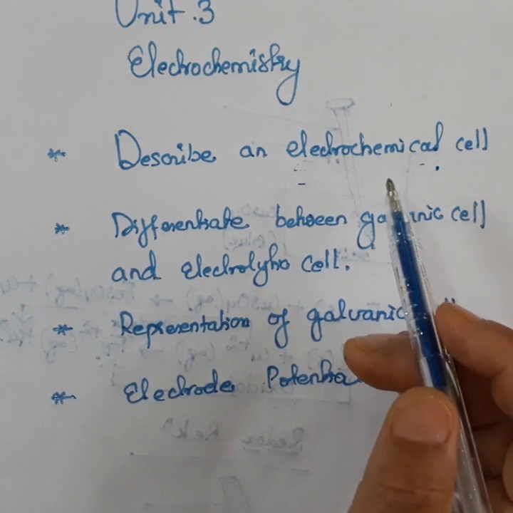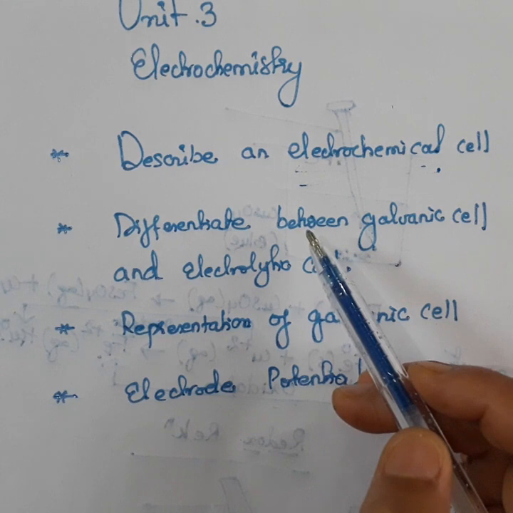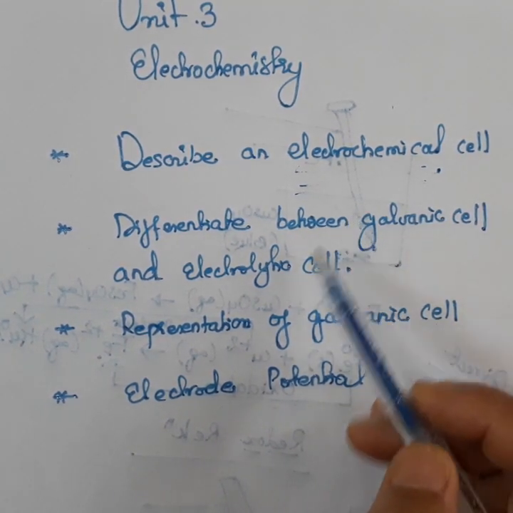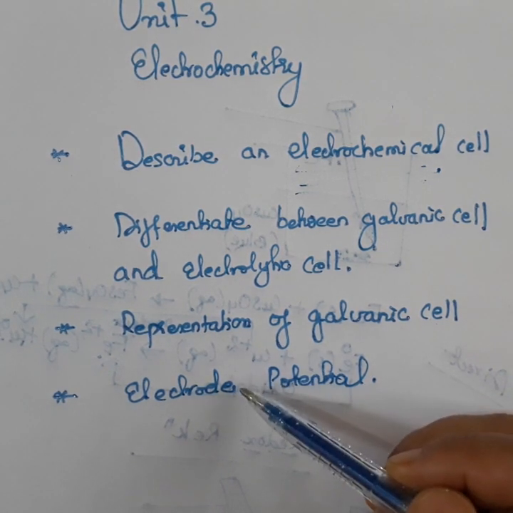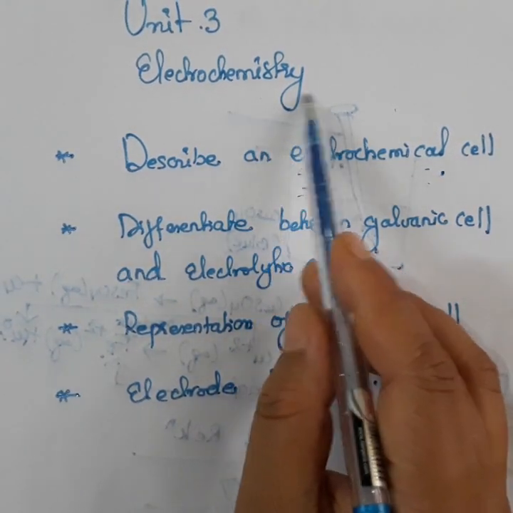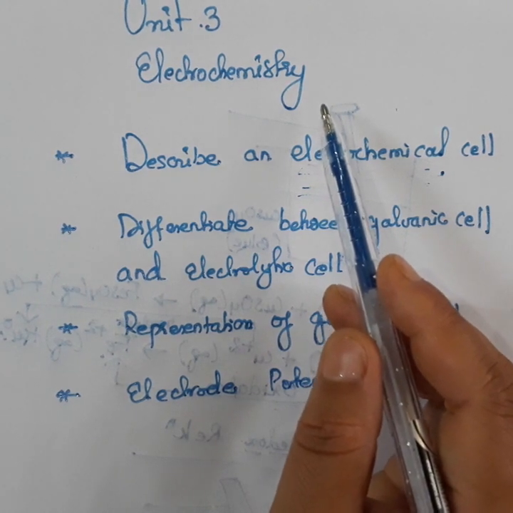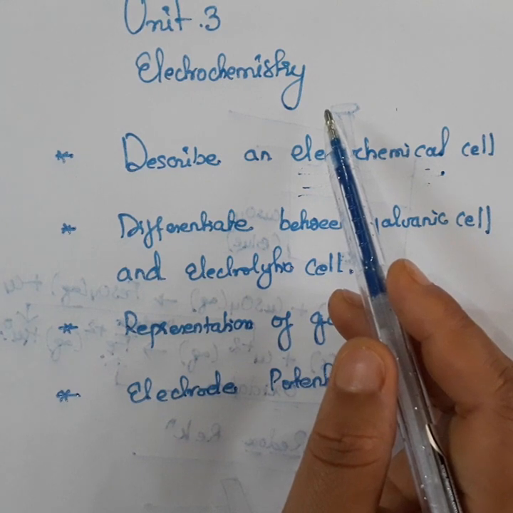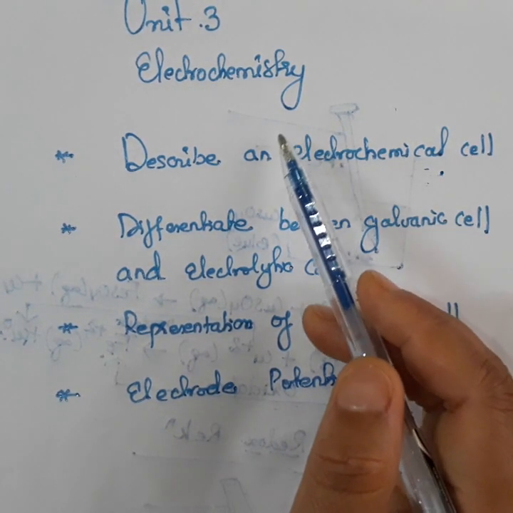Hello students, I'm here again with another video from the chapter Electrochemistry, and in this video we are going to talk about electrochemical cell. So we'll try to represent it, and we'll try to know what this electrode potential is. Now electrochemistry is a branch of chemistry which deals with the study of conversion of electrical energy into chemical energy, or chemical energy from any spontaneous redox reaction into electrical energy.